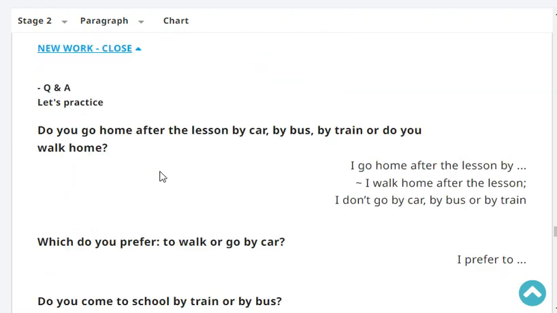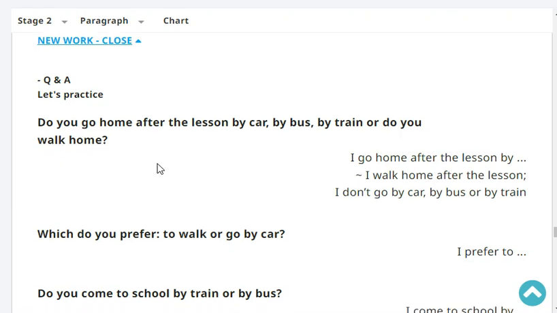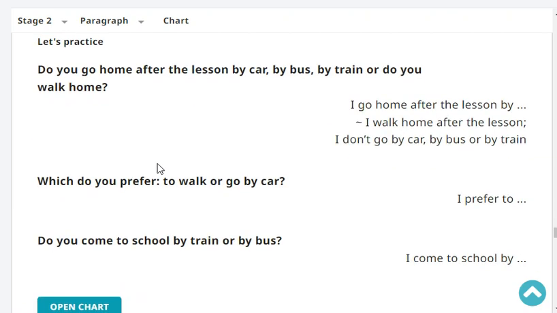Okay, let's practice. Do you go home after the lesson by car, by bus, by train, or do you walk home? I walk home after the lesson. I don't go by car, by bus, or by train.